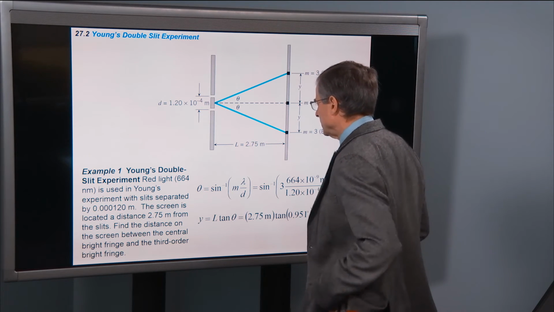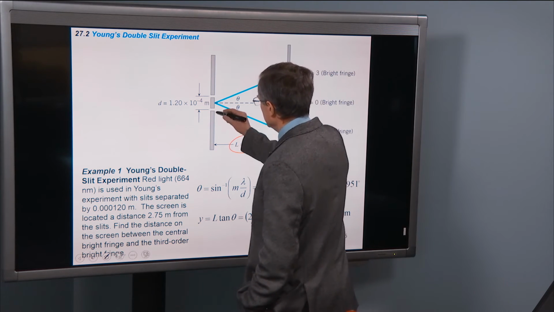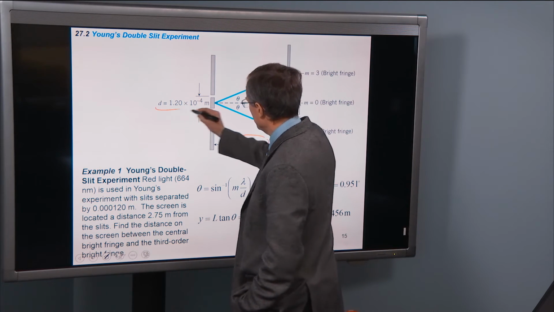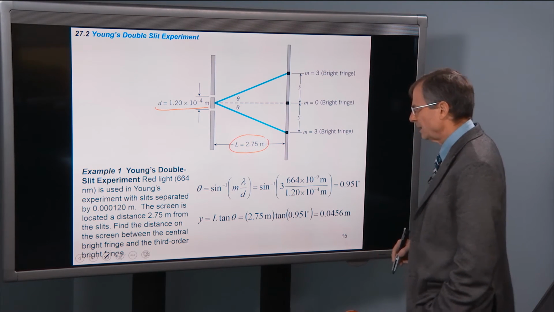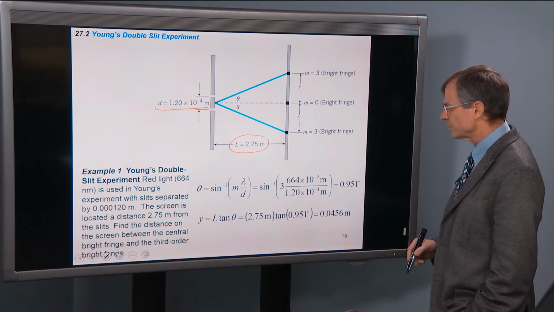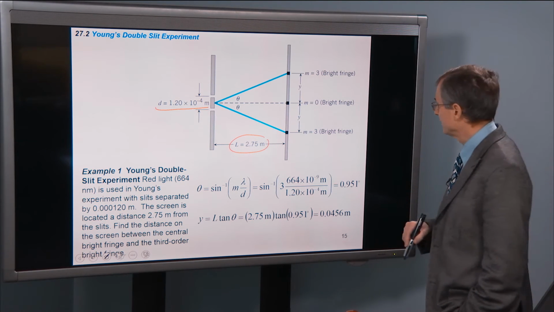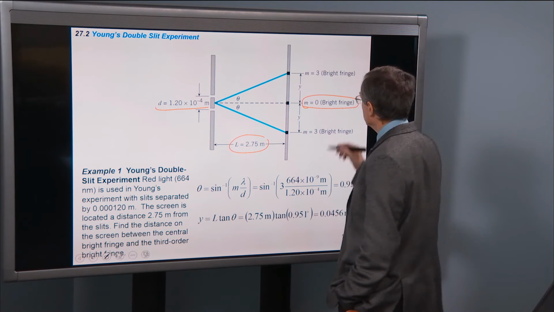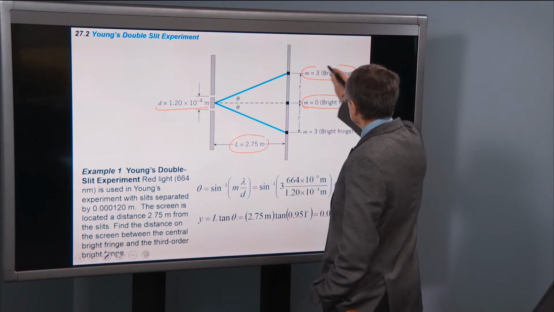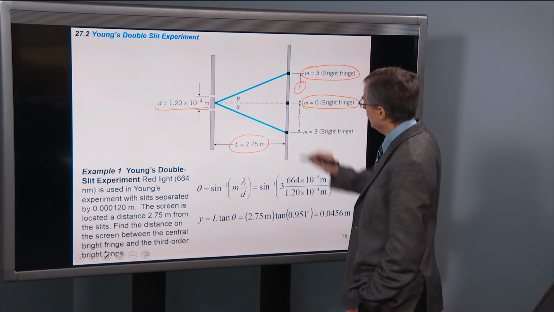0.00012 meters. The screen is located at a distance of 2.75 meters from the two slits. Here's the slit separation, and we're supposed to find the distance on the screen between the central bright fringe and the third order bright fringe. Well, the central bright fringe is the m equals 0 fringe. The third order is the m equals 3. And we're trying to find this distance y.